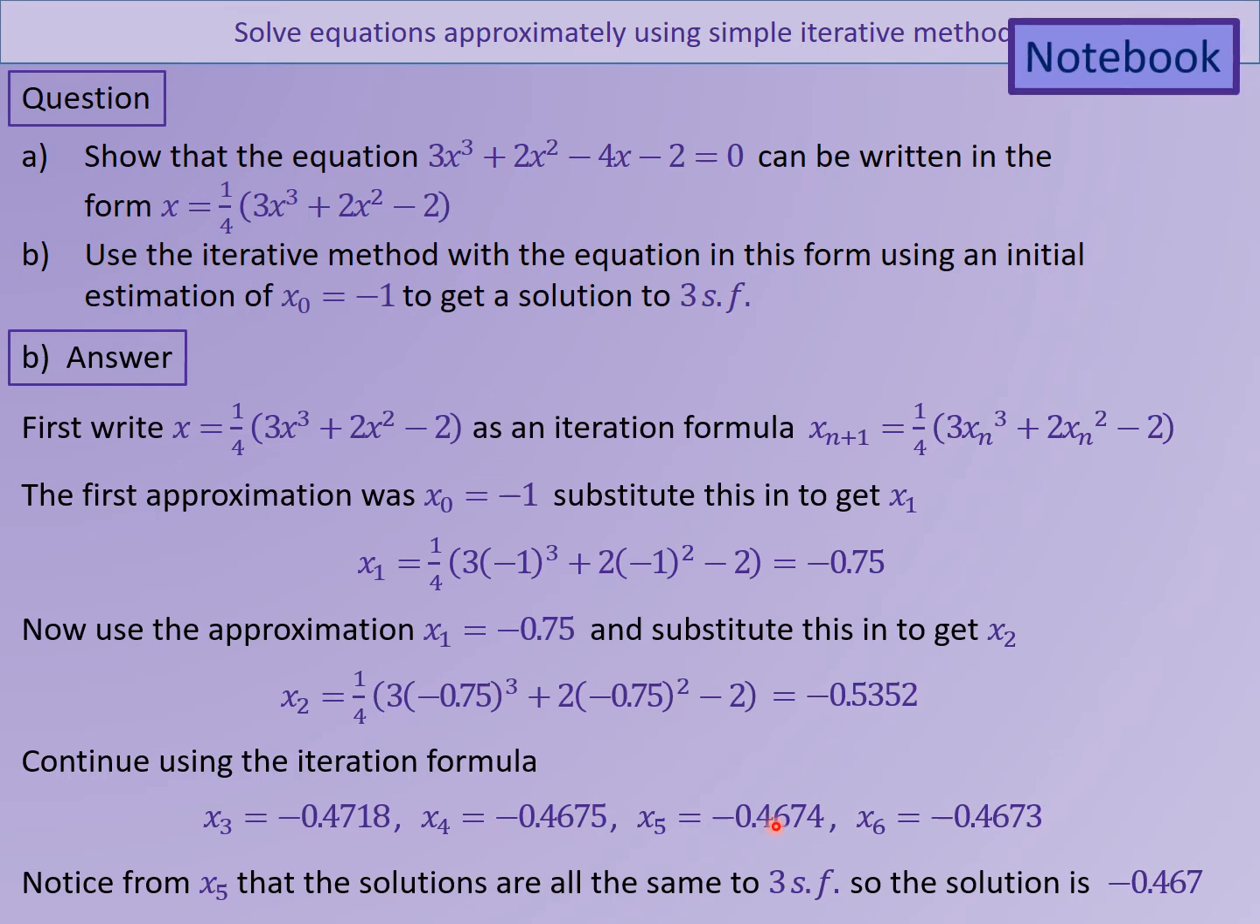You've got to keep going until, not here, right, that's where you might get checked out by the examiner because they look the same, 0.467, 0.467, but you need that one just to verify that you've got two that round to the same amount of significant figures.